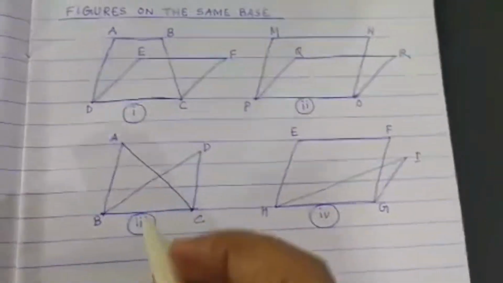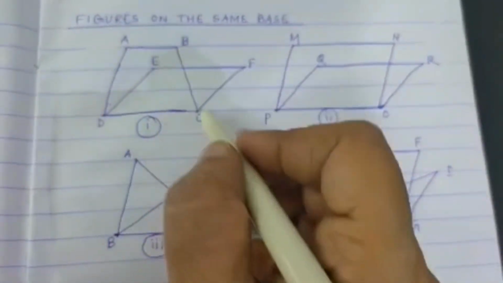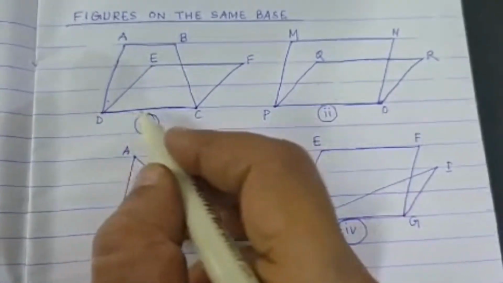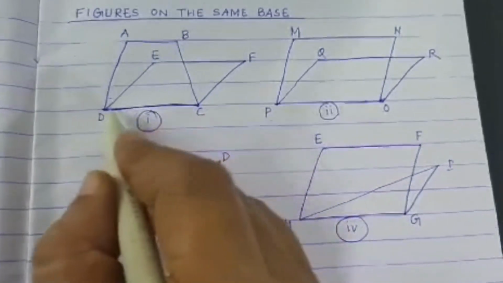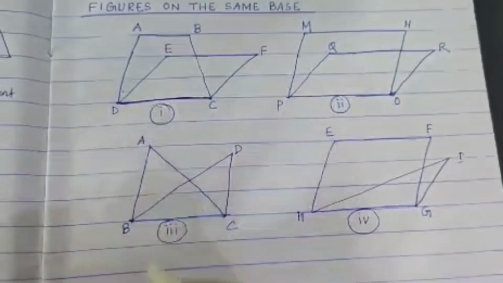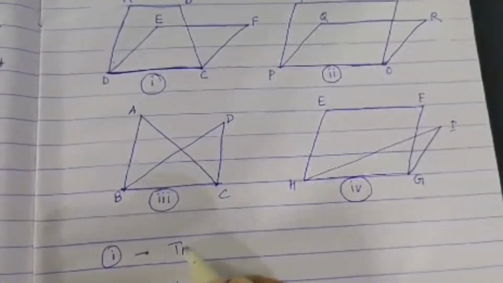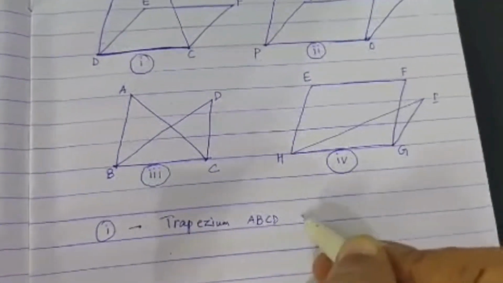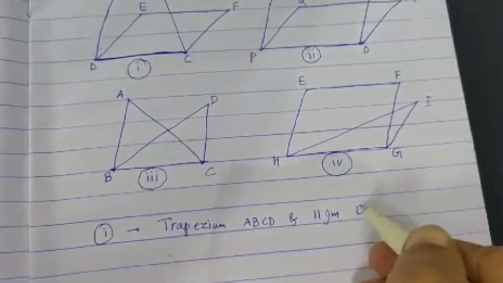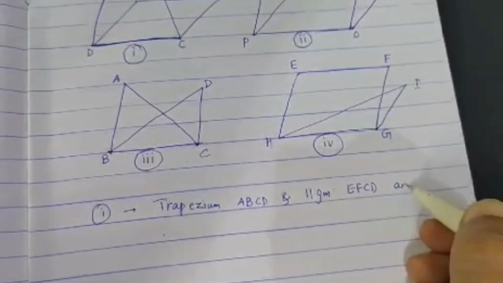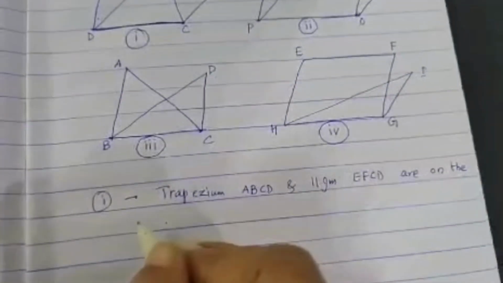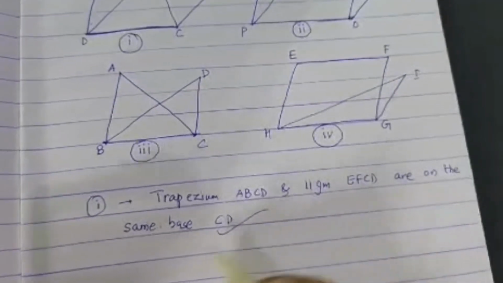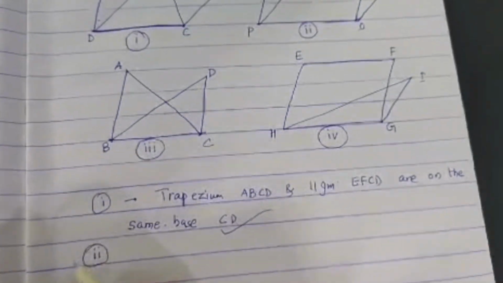Now let's study all these figures. Figure 1 has one trapezium and one parallelogram. So trapezium ABCD and parallelogram EFCD both are on the same base CD. So the base is the same. So in figure 1, trapezium ABCD and parallelogram EFCD are on the same base, that is CD.